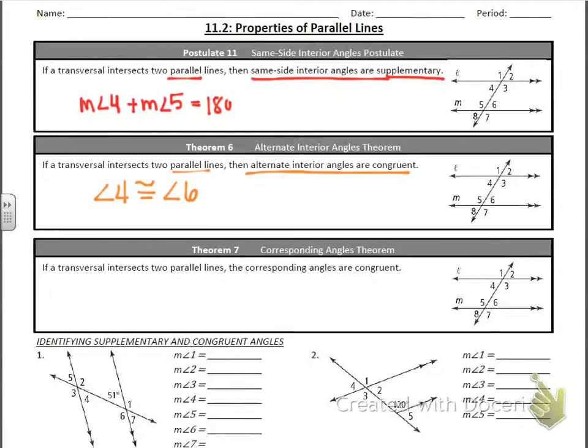Corresponding angle theorem says that if a transversal intersects two parallel lines, the corresponding angles are congruent. So using that theorem, I can say that angle 1 is congruent to angle 5. So the corresponding angles. I could also say 4 is congruent to 8, 2 is congruent to 6, and 3 is congruent to 7. Good. Not too bad, right?